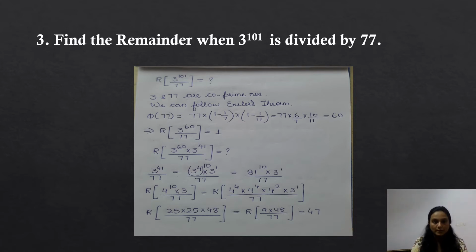Okay, coming back to the question. 3, which is the numerator base, and your denominator, which is 77, they are co-prime numbers. What are co-prime numbers? Two numbers are said to be co-primes if they do not share any common factor other than 1.